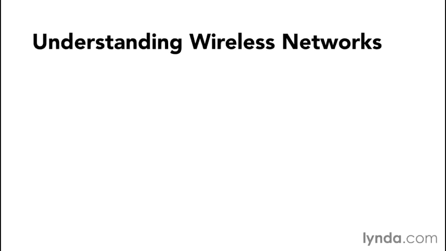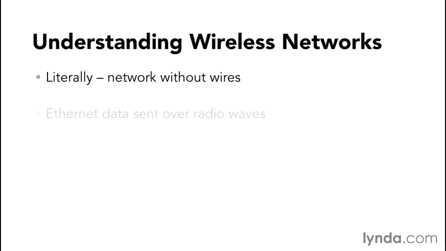I'd like to talk about wireless networks. A wireless network is literally a network without wires. We'll still run Ethernet. The Ethernet data will be sent over radio waves from one antenna to another antenna, not requiring any physical cable between the two devices.